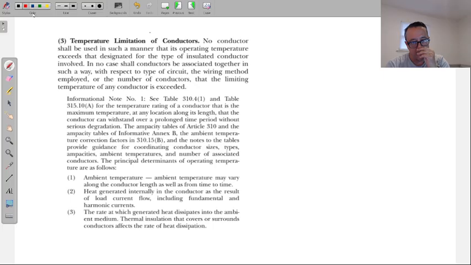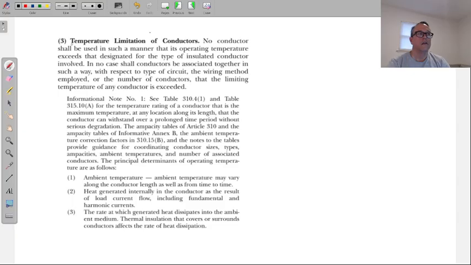Thermal insulation that covers or surrounds conductors affects the rate of heat dissipation. In other words, the type of insulation, the type of conduit, the area the conduit is in. If the conduit is sitting on the rooftop of a building, heat can dissipate pretty well there. But if the conduit is buried underground, heat doesn't dissipate at the same rate. So these are all factors that are considered when a designated temperature is established for the conductors' run, and this is going to be a part where we're just going to work with some numbers.